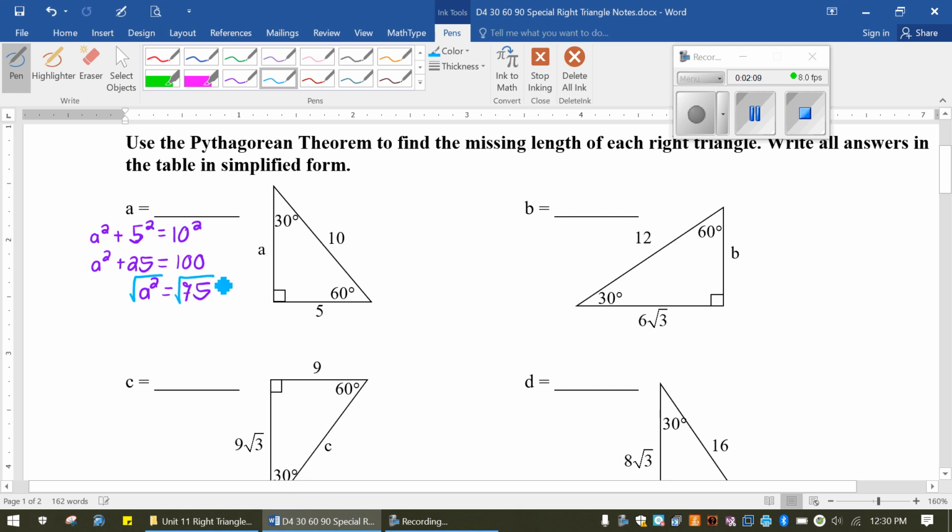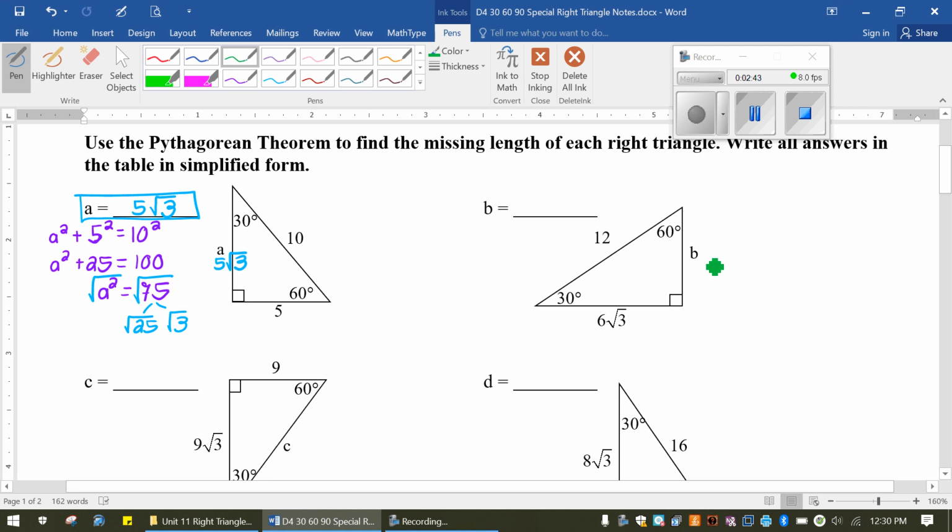And again, we're going to use those simplifying radicals for perfect square factors. We're going to bring that square root back here. And this is 25 times 3. This is your perfect square, making A 5 root 3. Okay, so this would be the long leg of this right triangle. So I'm going to write it on the triangle as well. Okay, part B.